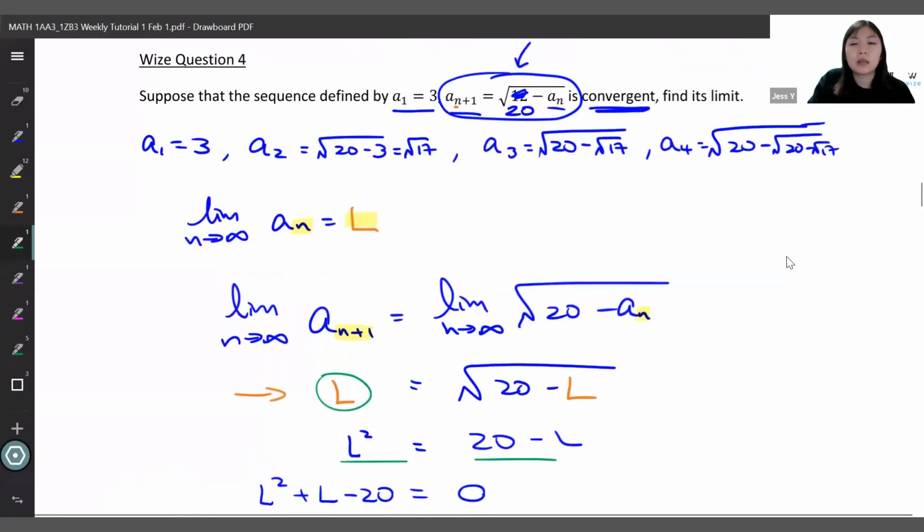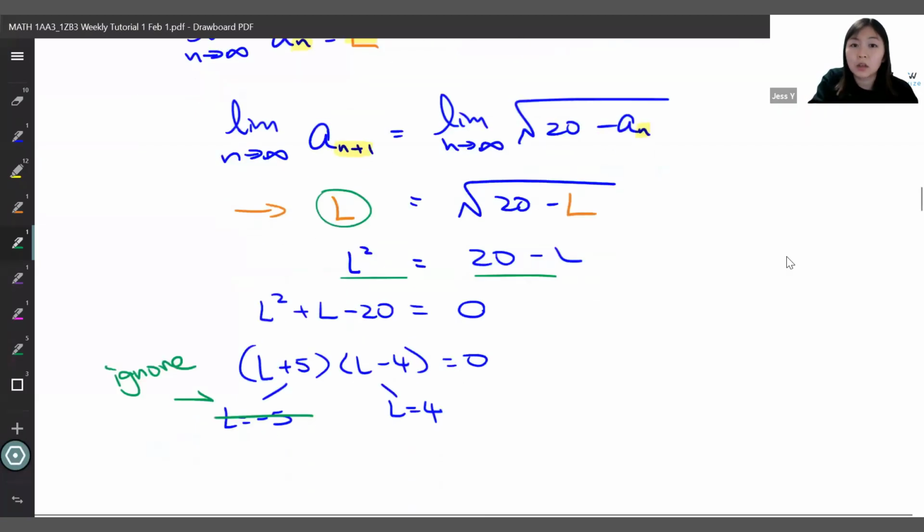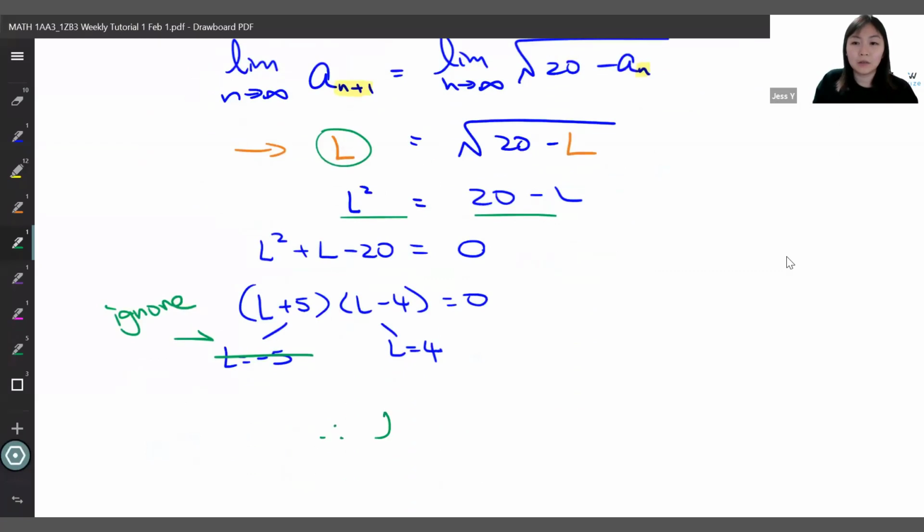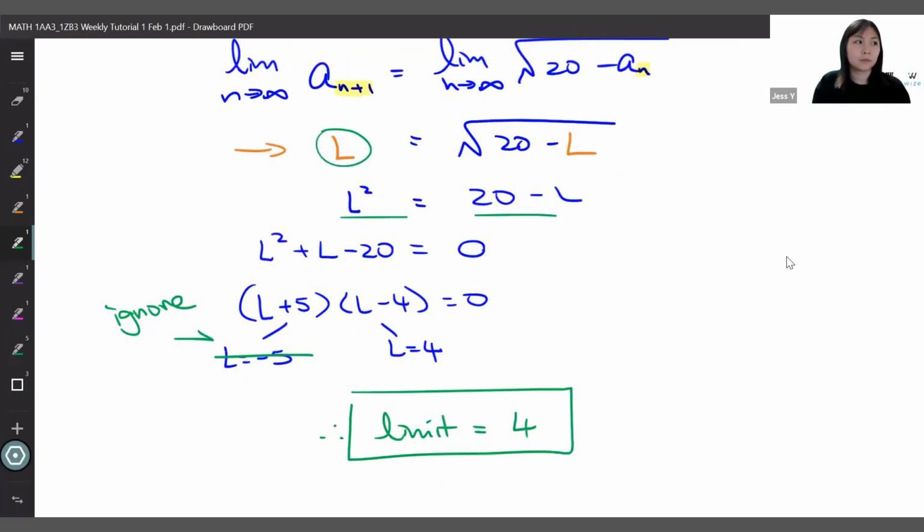Another way to think about it is to look at this sequence of numbers you created. Every single number is the square root of something, so they're going to be positive numbers. So that's why the limit here is actually just the positive 4, and that's it. Okay.